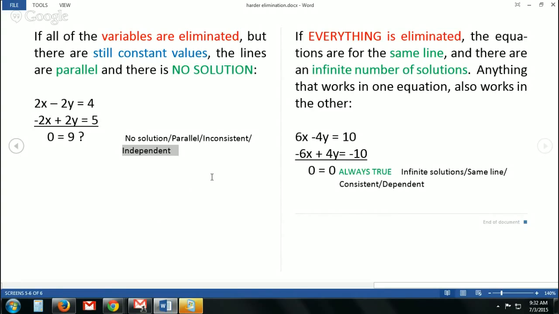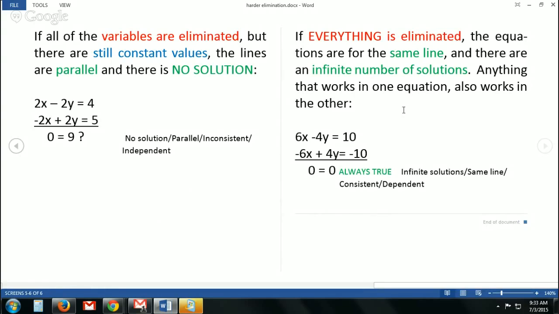Inconsistent, independent. I remember this by putting the I in inconsistent and the I in independent side by side. If you think of them side by side, they would look like parallel lines. So inconsistent, independent means parallel with no solution.